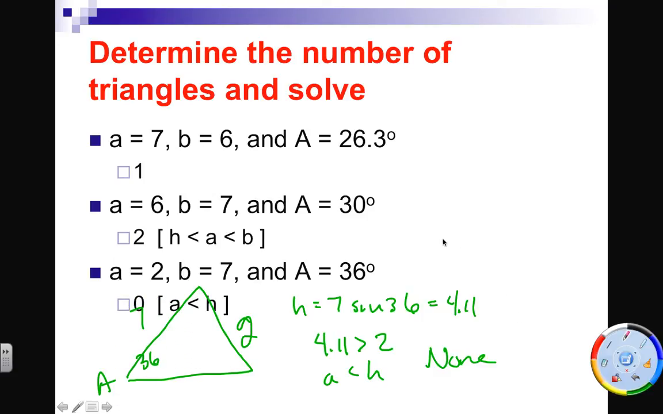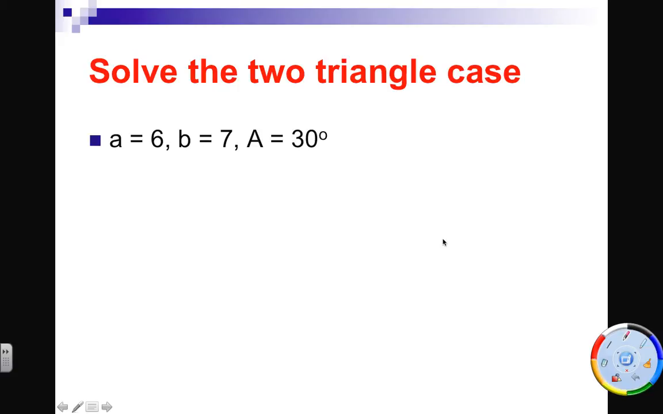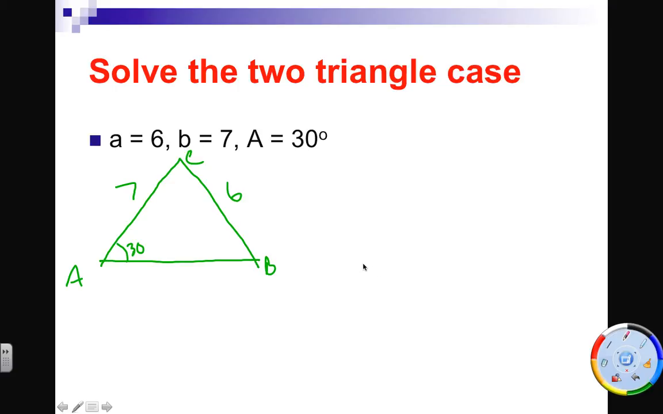All right, so let's move back to this triangle, the 2-triangle case. And I want to draw the two different triangles. So we're going to get this case here, 6, 7, 30. But we're also going to get this case, where I swing this 6 back over here. So we're going to get this case right here as well.